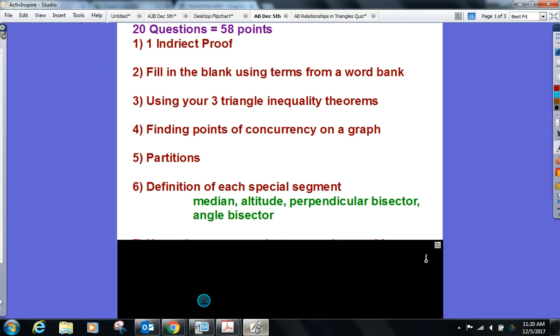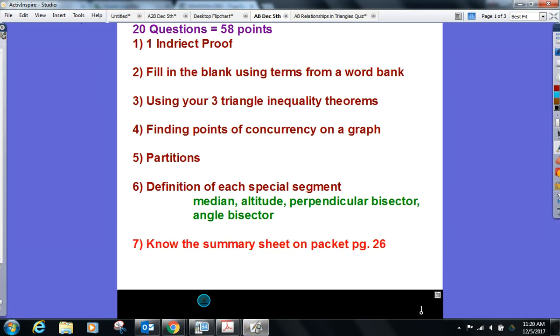And finally, you guys have your packet on you, go to page 26. You guys have seen it before. It's the summary sheet. Make sure you know your summary sheet. Points of concurrency, what's so special about them.